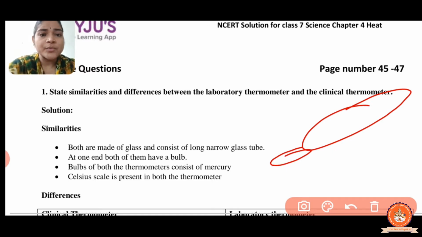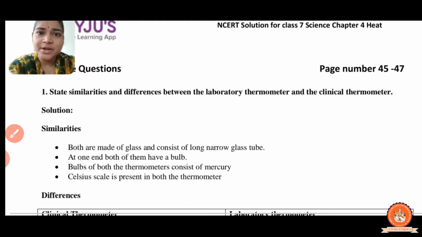Now the bulb of both thermometers contains mercury. So in both thermometers mercury is there. You know very well mercury is a metallic material, right? Next, the Celsius scale is present in both thermometers. So these are the similarities of laboratory thermometer and clinical thermometer.